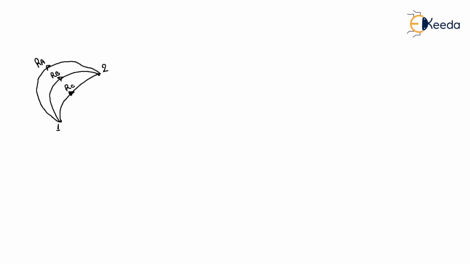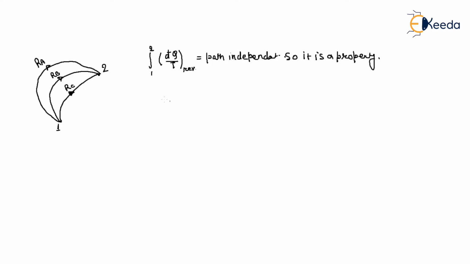So according to the change of entropy for a reversible path, we know that the integration from 1 to 2 via any path, that means dq by T for reversible, is path independent. So it is a property.